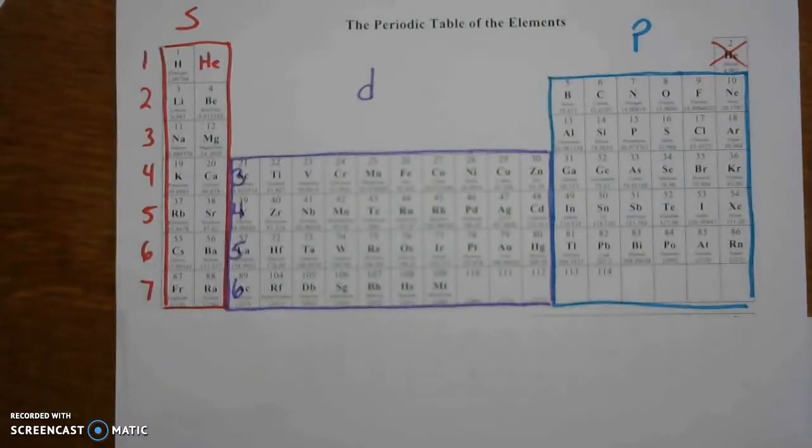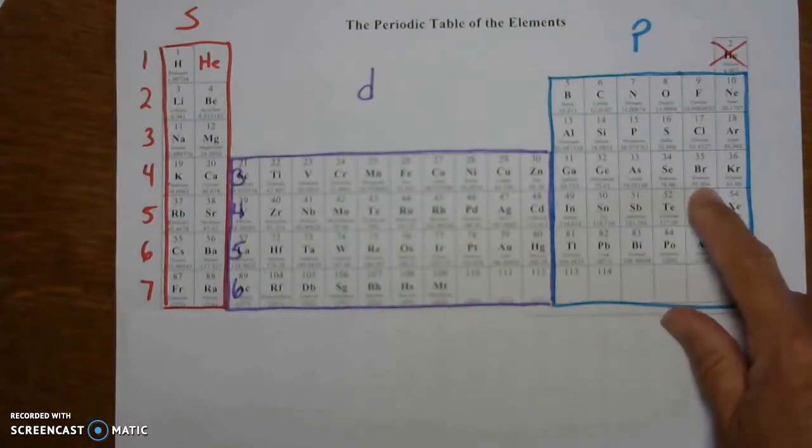Okay, so let's write the electron configuration for something that's lower on the periodic table. Let's do bromine right here, because that's on the fourth row.